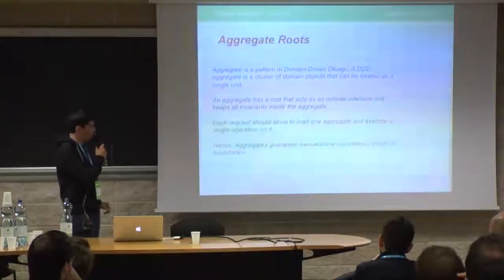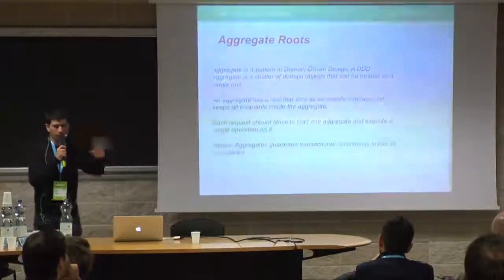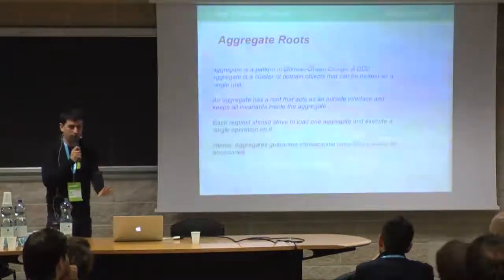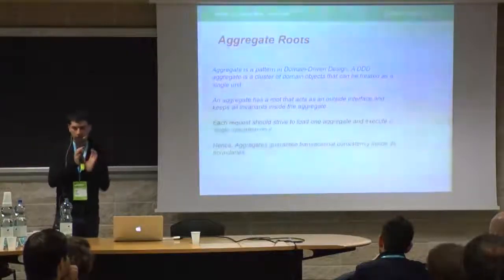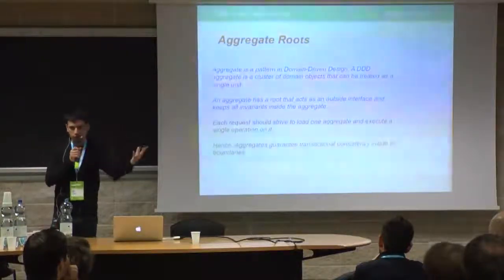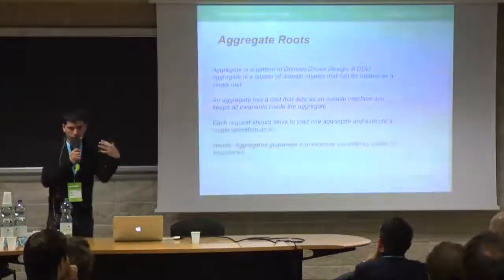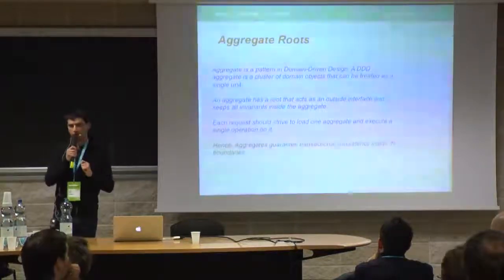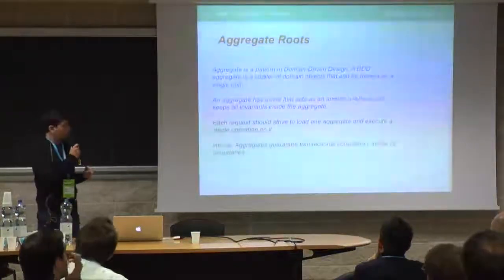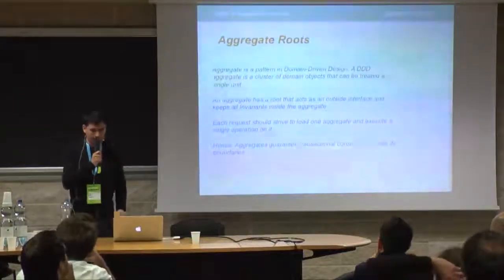So aggregates ensure invariants within their boundaries. In fact, aggregates are just objects. Aggregate roots are objects that contain other objects inside them. They act as an interface to the outside world, and when you perform an operation, you do it through the aggregate root, which is the object that contains all the other objects. And this aggregate root ensures that invariants are maintained inside the boundaries.